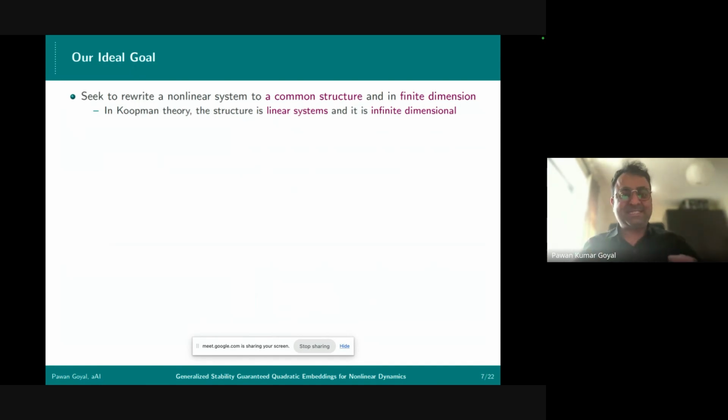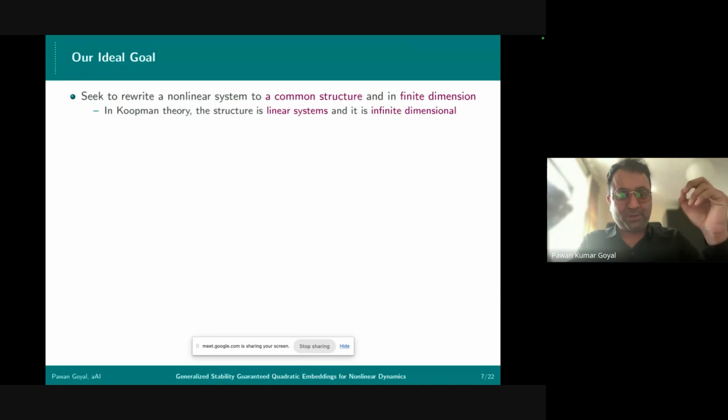As you see, in some cases we can make a finite dimensional approximation, or we can lift systems as linear ones, but in many cases not, at least not exactly. However, our goal still remains the same: how we can find a common structure for all nonlinear systems, or at least smooth nonlinear systems, which can be exactly represented in finite dimensions, so I don't have to deal with infinite dimensional ones.